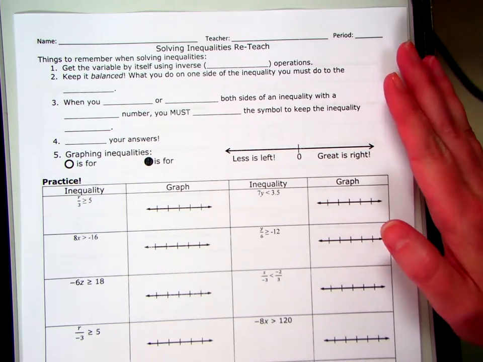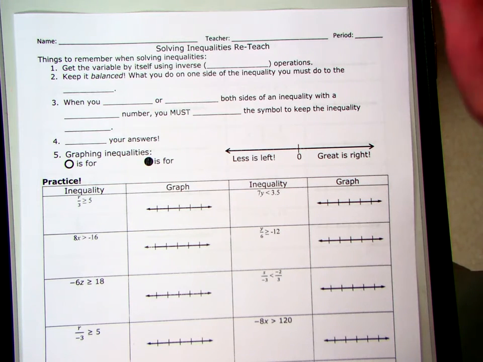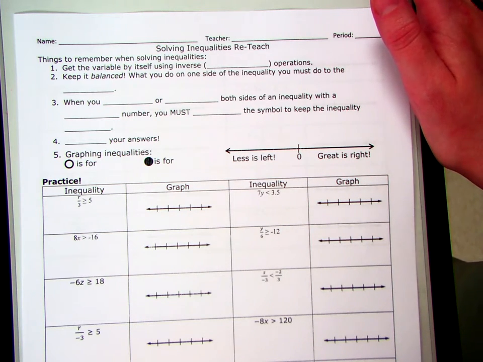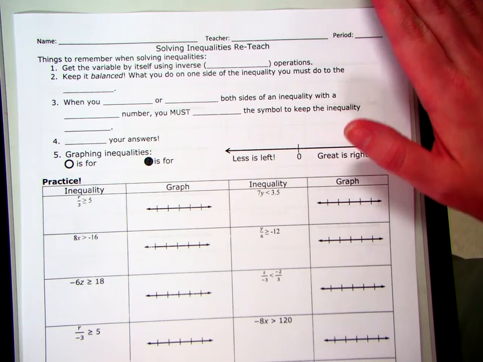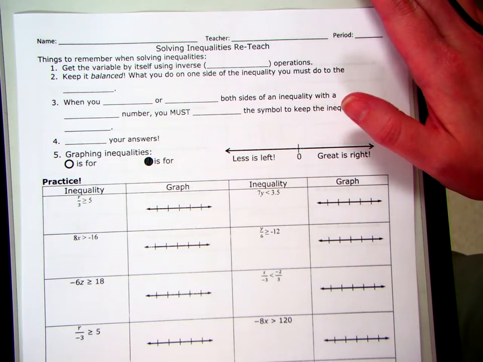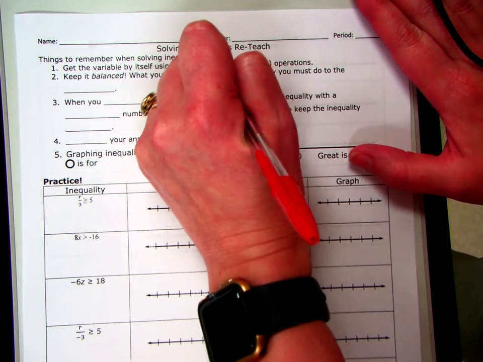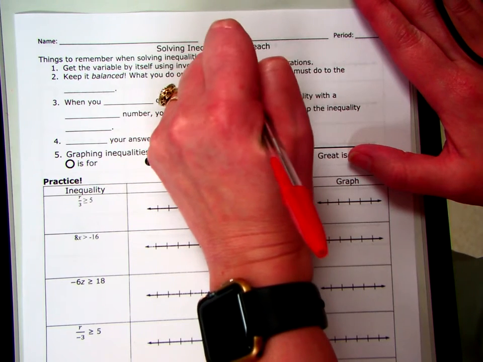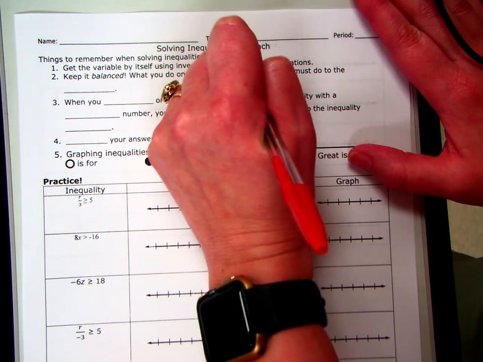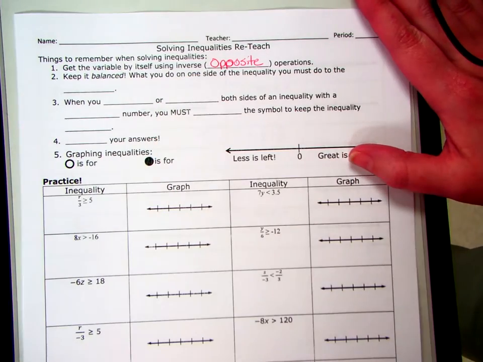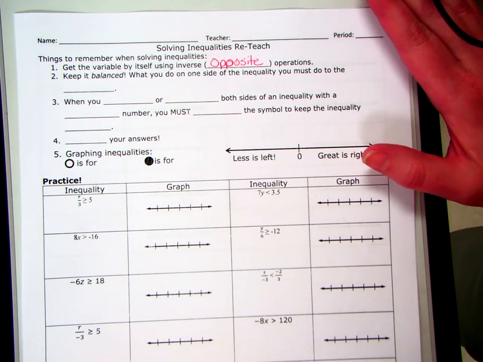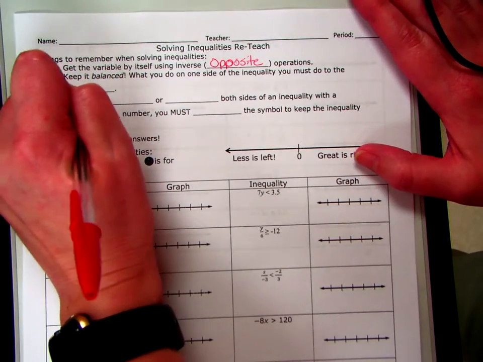We're going to be solving inequalities this afternoon. It says things to remember when solving inequalities. The first thing that you need to remember is to get the variable by itself, you use the inverse or opposite operations. Keep it balanced. What you do to one side of the inequality, you must do to the other.